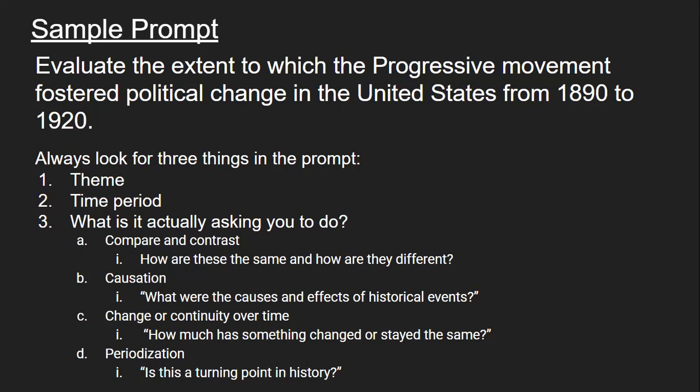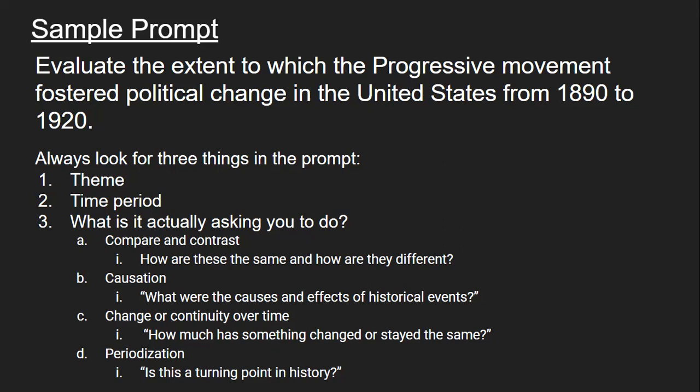Now, the first thing I will tell you is that you should read the prompts not once, not twice, but thrice. Because if you misunderstand the question, and this is all too common, and you run off writing some DBQ or 5-paragraph essay that answers the question you thought you read but was not the actual question, then you are just shooting yourself in the foot. There is no chance you're going to be able to do that, right? So if you say, evaluate the extent to which the progressive movement fostered change in the United States from 1890 to 1920, cool, let's go, and you miss the political part, then you're in trouble, right?